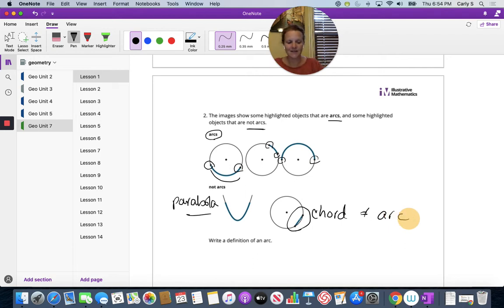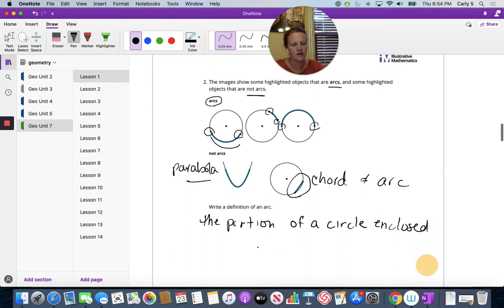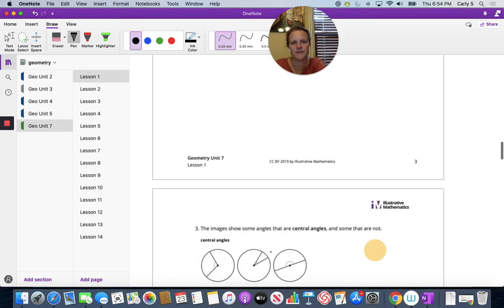So let's write a definition of an arc. The portion of a circle enclosed, need more space, between 2 endpoints. It's great penmanship again. There we go. Between 2 endpoints. So that is the definition of an arc.